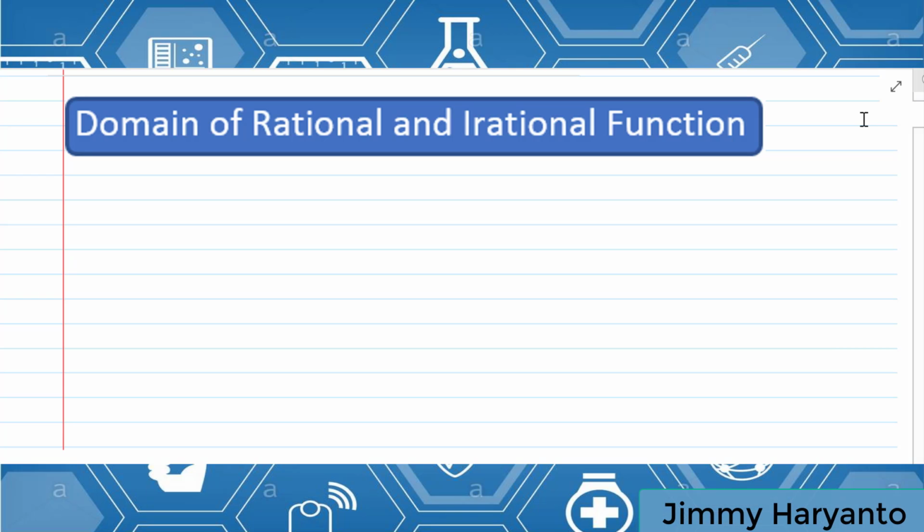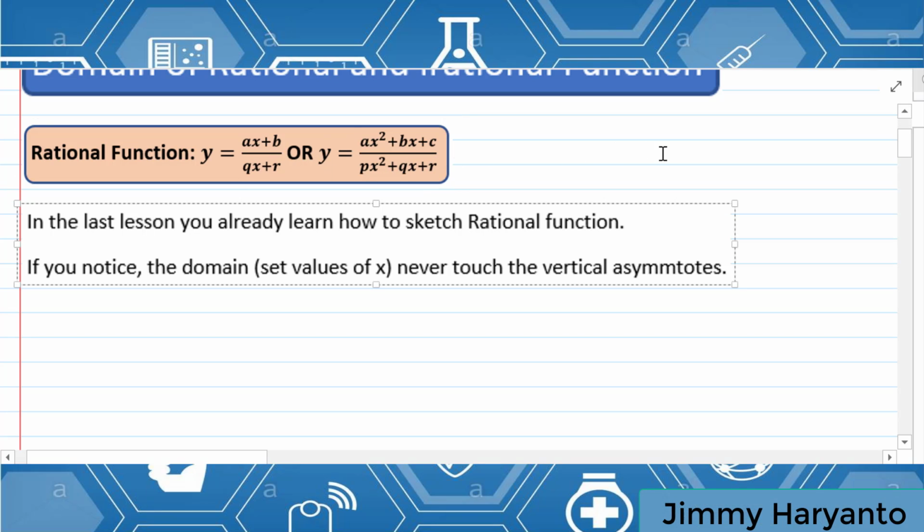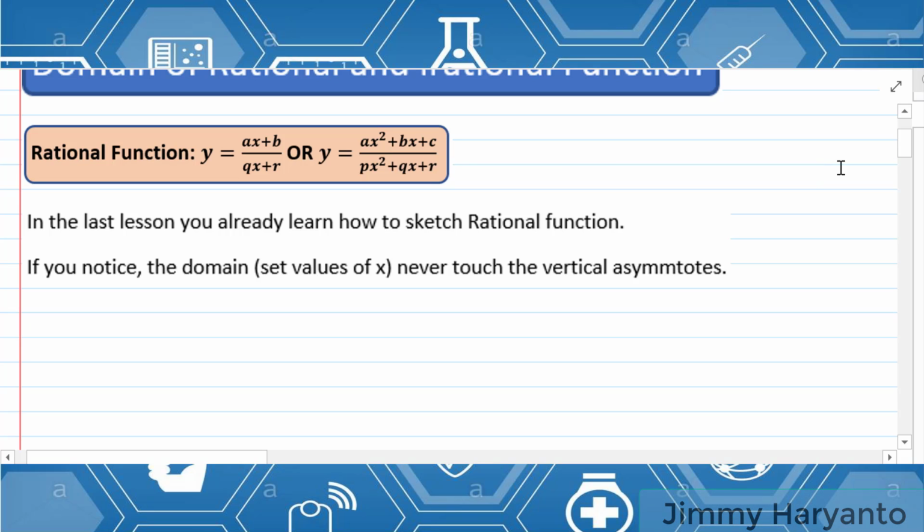Okay guys, today I will teach you how to find the domain of rational and irrational functions. As you know, a rational function is like this or maybe like that. In the last lesson you already learned how to sketch rational functions. If you notice in your drawings, the domain, or the set of values of x, never touches the vertical asymptotes. It can be to the left side or to the right side, but it never touches the vertical asymptotes.